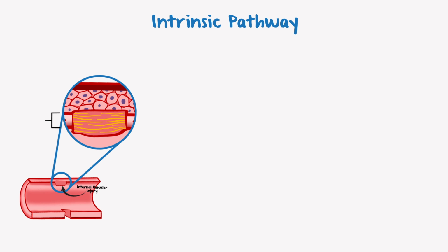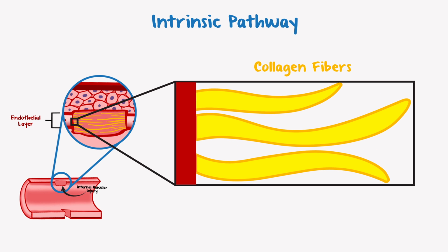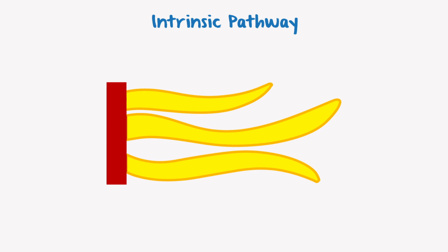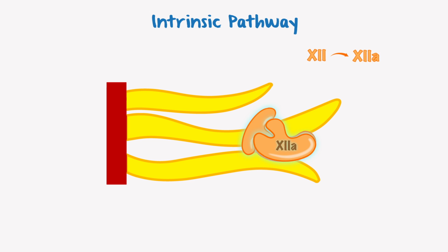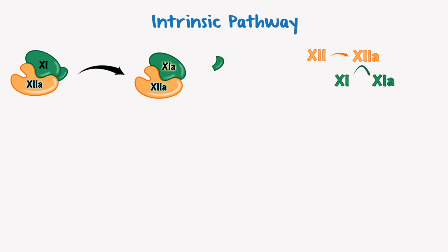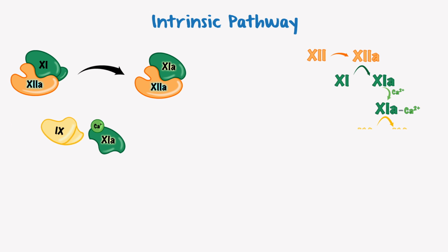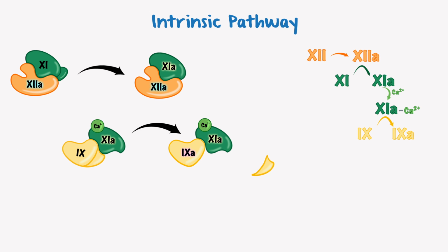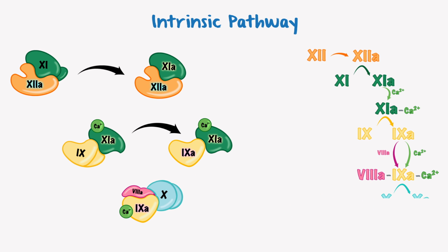After internal vascular injury to the endothelial layer, collagen fibers are exposed. The intrinsic pathway is activated when a free-floating factor 12 in the blood comes into contact with the collagen fibers. Upon contact, factor 12 is activated to 12A. Factor 12A then cleaves and activates factor 11 to 11A, and while activated, factor 11A binds to calcium ions to cleave and activate factor 9 to 9A. Factor 9A then binds to more calcium ions, as well as an already activated factor 8A, to create a complex that is able to cleave factor 10 into the active form 10A.